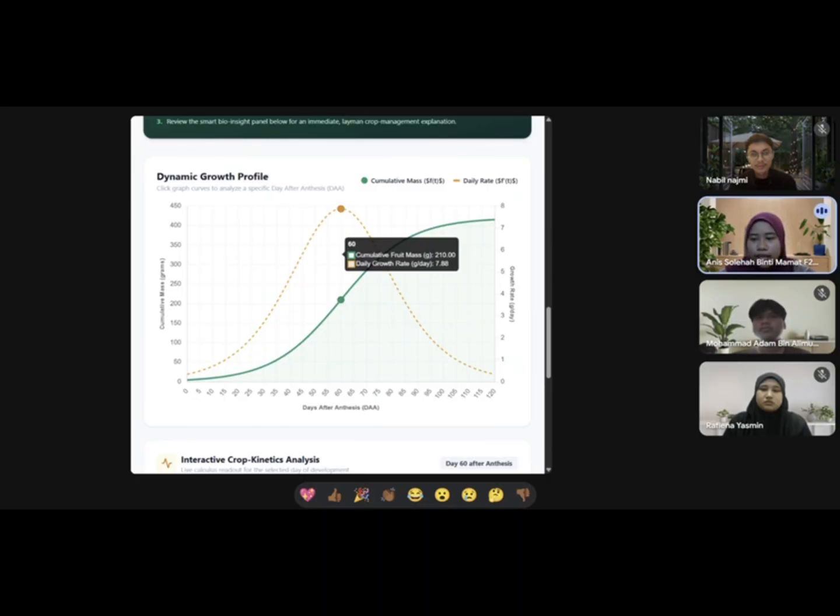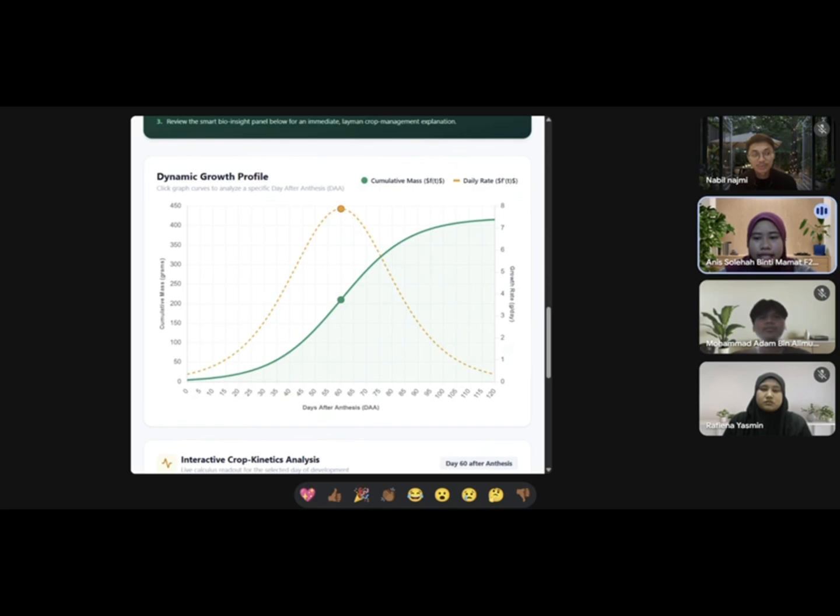The fruit is elongating rapidly. This derivative value tells the farmer that drip irrigation and liquid potassium must be supplied at peak levels right now to prevent skin rupture and secure super grade A status.